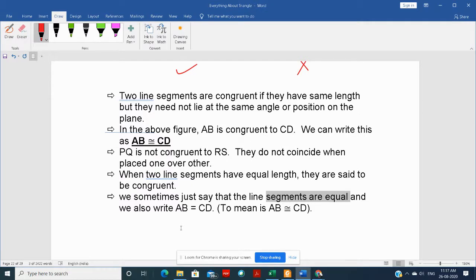Equal means when we talk about measurement, the length of particular thing, then we tell equal. So we sometimes just write that the line segments are equal and we also write equal to sign, that is AB equal to CD. When we write AB equal to sign CD, it means that the measurement of AB, that is the length of AB, is equal to length of CD. Now because their lengths are same, we can say that AB is congruent to CD.